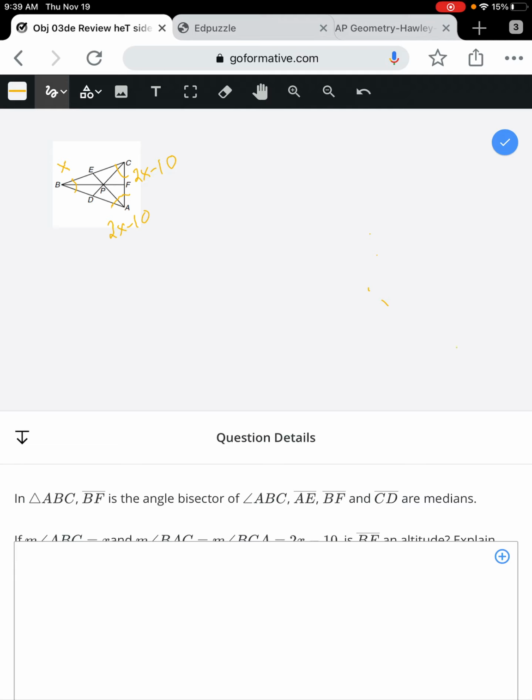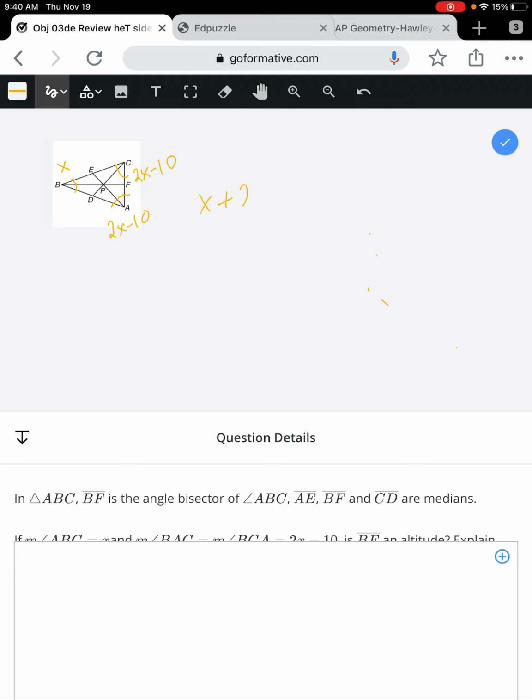Okay. So we go through what we know. I know x plus 2x minus 10 plus 2x minus 10 is equal to 180. This is 5x minus 20 is equal to 180. 5x is equal to 200. Divide by 5. X is equal to 40.